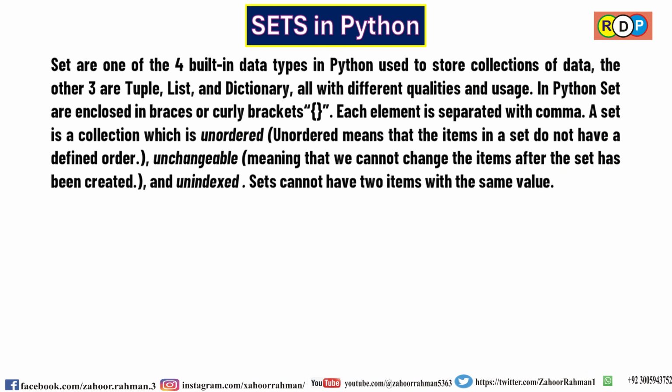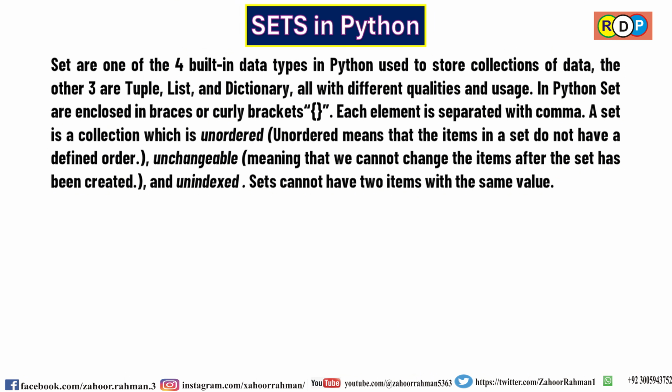A set is called a collection which is unordered. You can enter it in one order, and when you are seeing the output, that will be in another order. So you can say that sets are unordered, meaning that the items in a set do not have a defined order. It is also unchangeable, meaning that we cannot change the items after the set has been created, and unindexed, as we saw in the previous lecture.